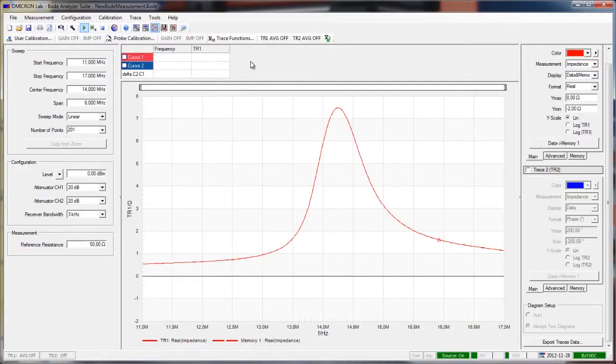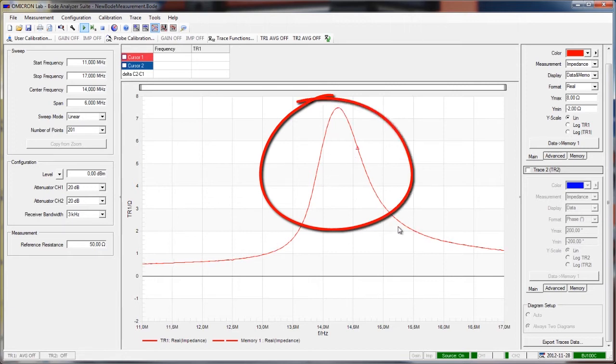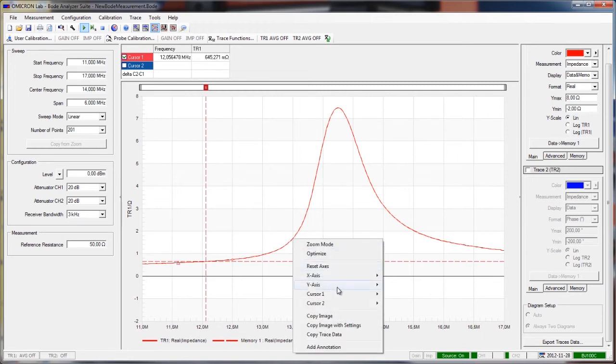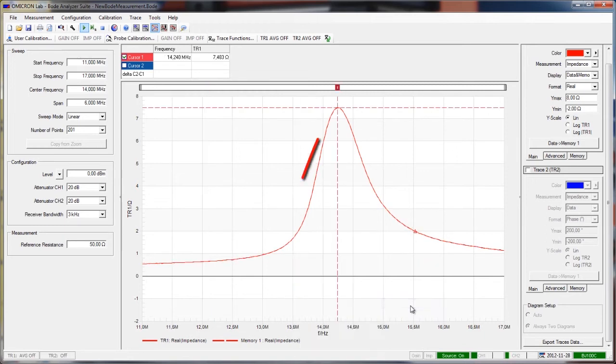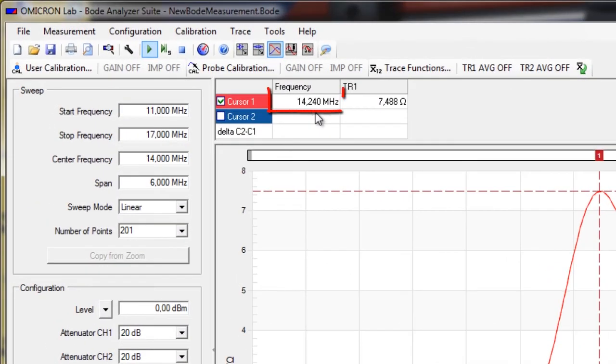We are currently measuring the impedance of the transponder coil in a frequency range from 11 to 17 MHz. The red trace shows the real part of the impedance, and we clearly see where the RFID card comes into resonance. By using a cursor, we can now measure the self-resonance frequency of the RFID card. The result is 14.2 MHz.